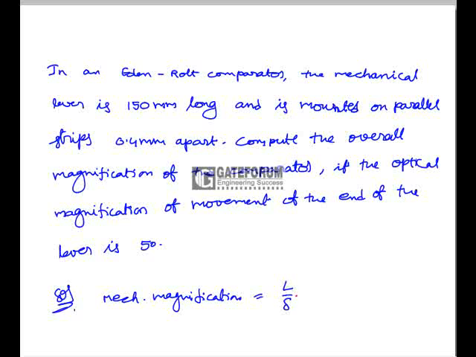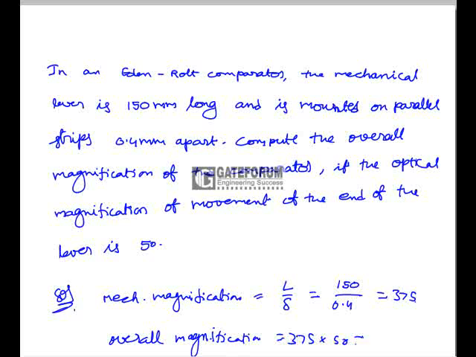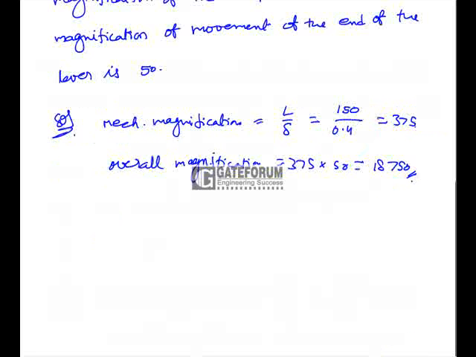L by delta, where L is the length of the lever, so it is 150 mm, and here delta is 0.4 mm, which gives a value of 375. Here the optical magnification is 50, so the overall magnification is 375 into 50, which is equal to 18,750. So the right option is D.